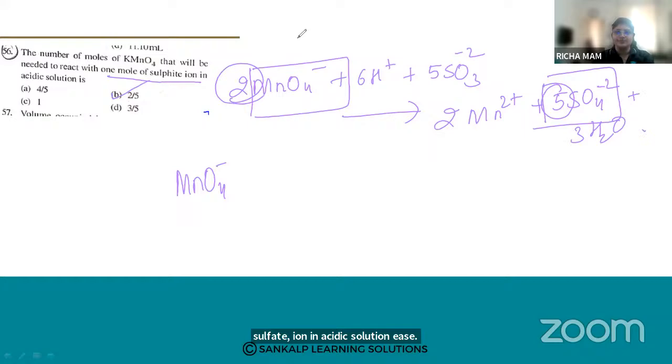Option number B. Yes, Madan and Bhuvan have also answered it as B. So it is 2 by 5. You can see the coefficient. It is 2 by 5. Okay, let us go for the next one.